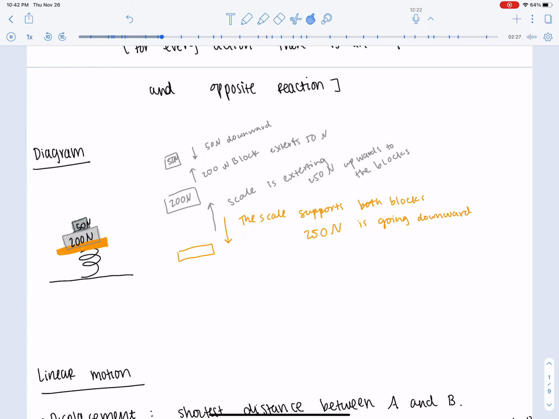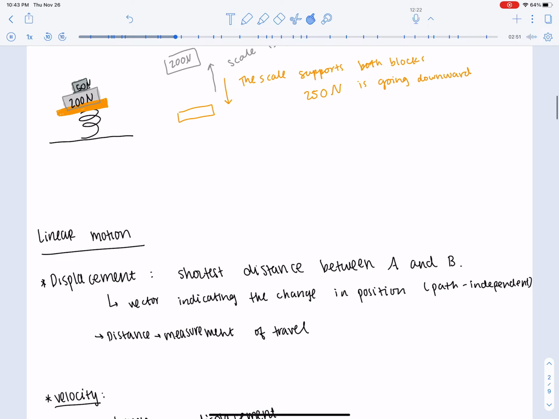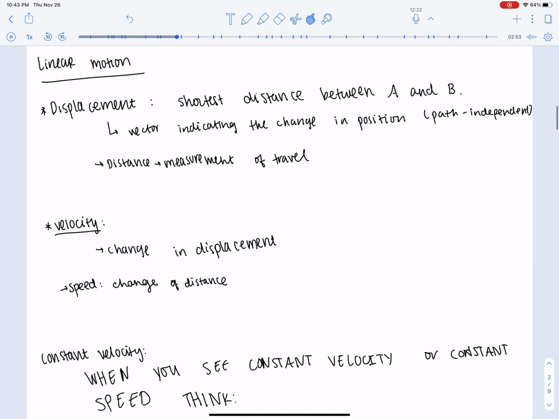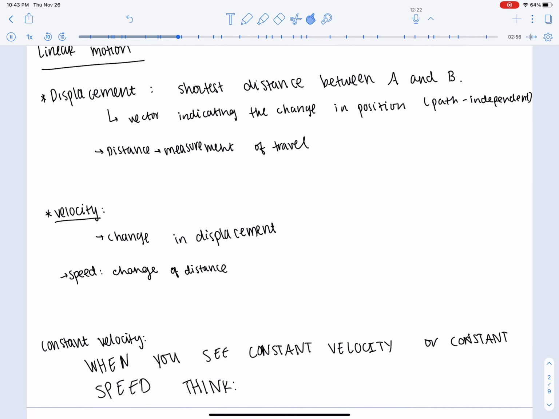Then it goes on to talking about linear motion. It says that displacement is the shortest distance between point A and B. It's a vector indicating the change in position, so it doesn't depend on the path. And then it asks you to compare distance and displacement, and basically distance is a measurement of travel, which is path dependent, and displacement is not. And it's also a vector, and it's the change in position.